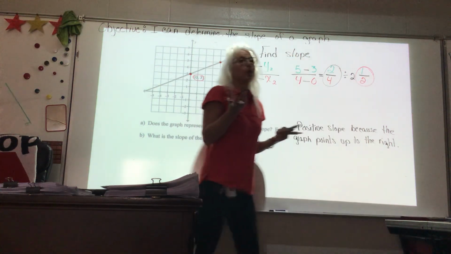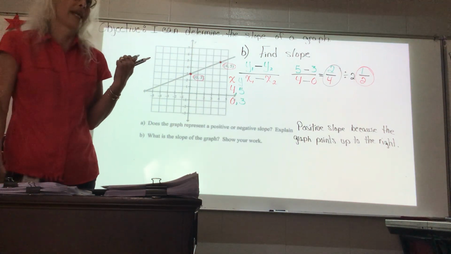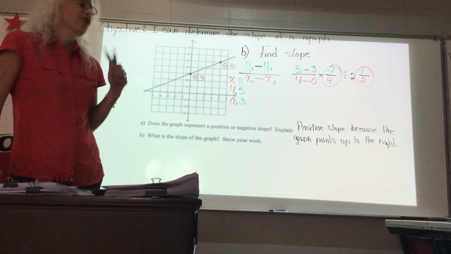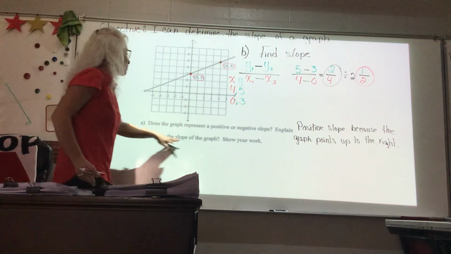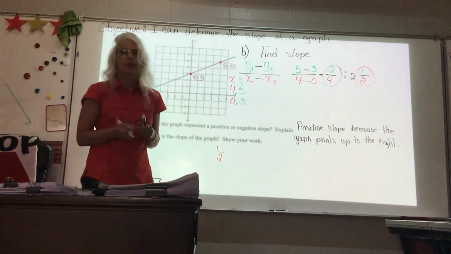Or a lot of you want to change it to a decimal. I prefer you to keep it as a fraction for now. Just leave it as a fraction. So it says, what is the slope of the graph? 1/2.